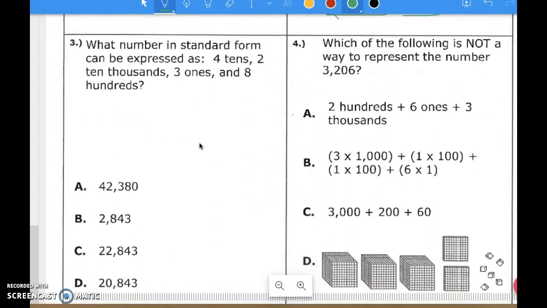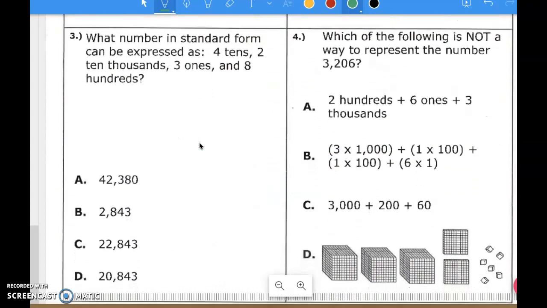And let's do this one. What number in standard form can be expressed as 4 tens, 2 10,000s, 3 ones, and 8 hundreds, and no number here. Do we have this number? There you go. You just need to fill in the blanks.